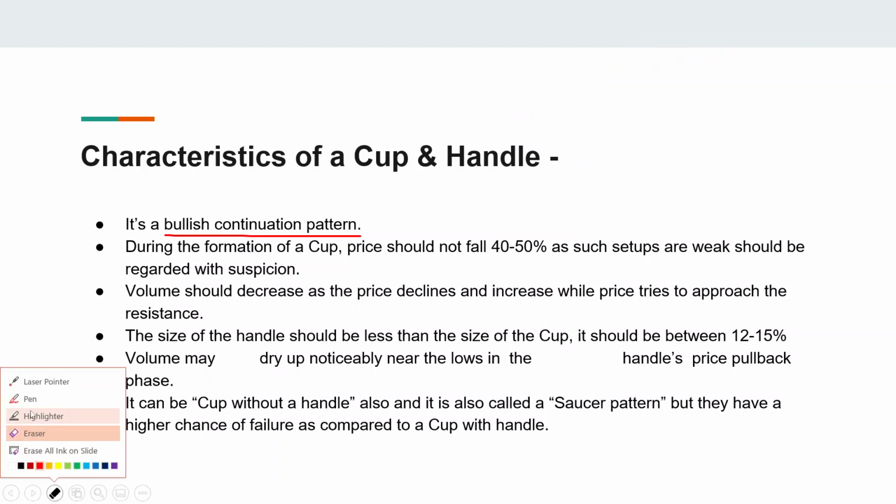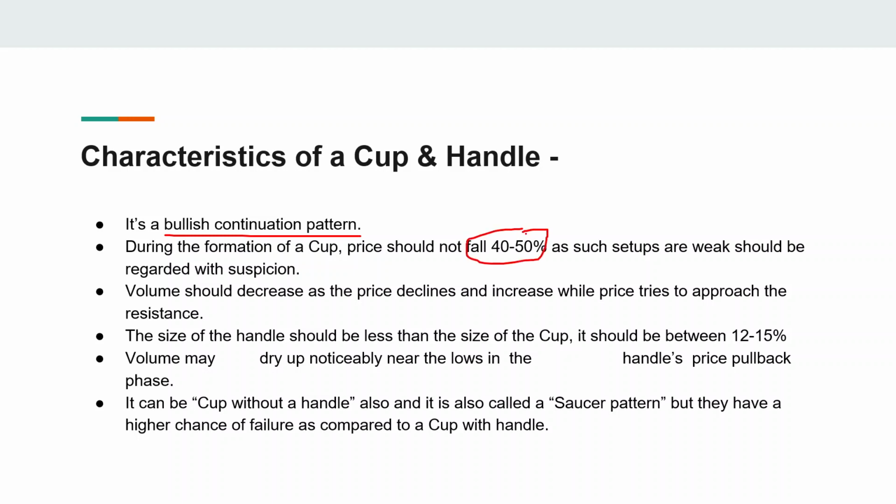The next point is that during the formation of the cup, price should not fall more than 40-50%. Because if a stock falls 50%, it needs 100% to get back to that level. That is pure maths. If a stock falls more than 40 to 50%, then it is not normal selling, and in technical analysis it is believed that after 30% the bear market starts. If a stock falls more than 30%, it's in a bear phase.